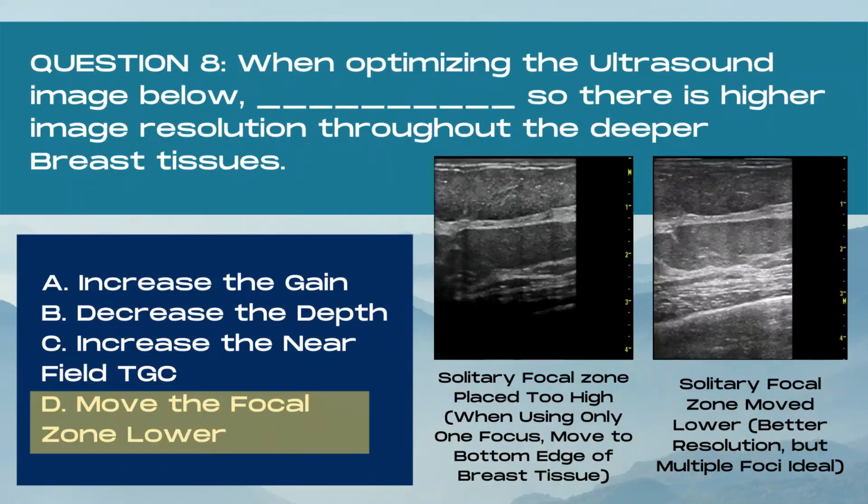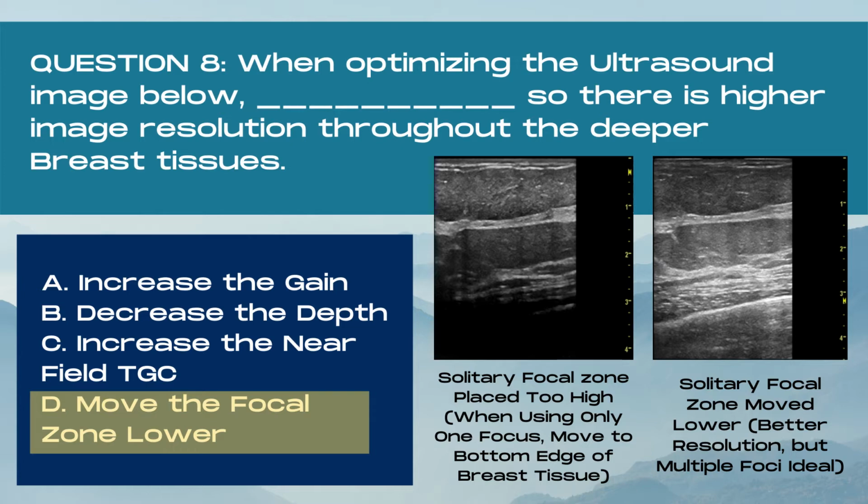And the answer is D. Move the focal zone lower. An ultrasound control, known as the focal zone, narrows the ultrasound beam in the region where the focus is located. This increases the image resolution in that region.